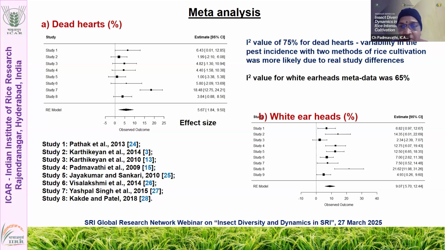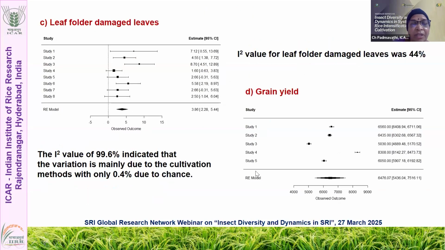And in the case of the I-square value for white ear heads, it shows that 65% variation is there, and the standard mean difference is 9.07. With respect to leaf folder damaged leaves, the I-square value was 44%, with an effect size of 3.86. That is, variation is mainly due to the cultivation method and not due to chance.